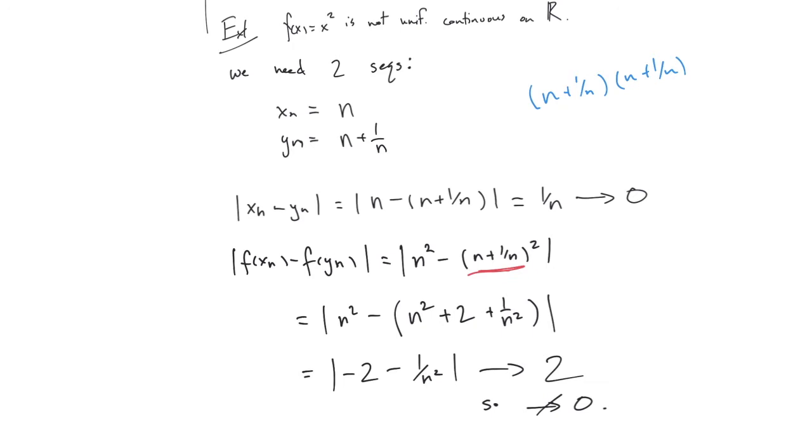It's not necessary that that thing converges at all, but certainly since it does converge to 2, it automatically cannot converge to 0. All right, excellent. So that means f of x equals x squared is not uniformly continuous. This is how we do it.